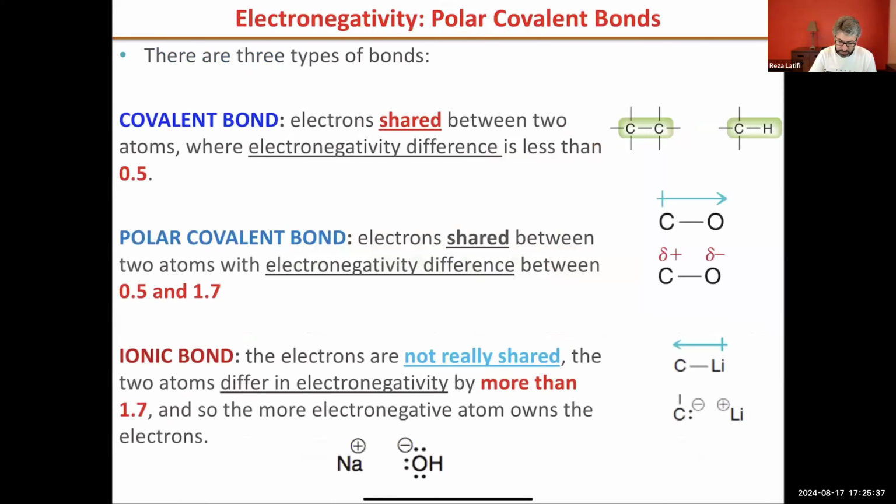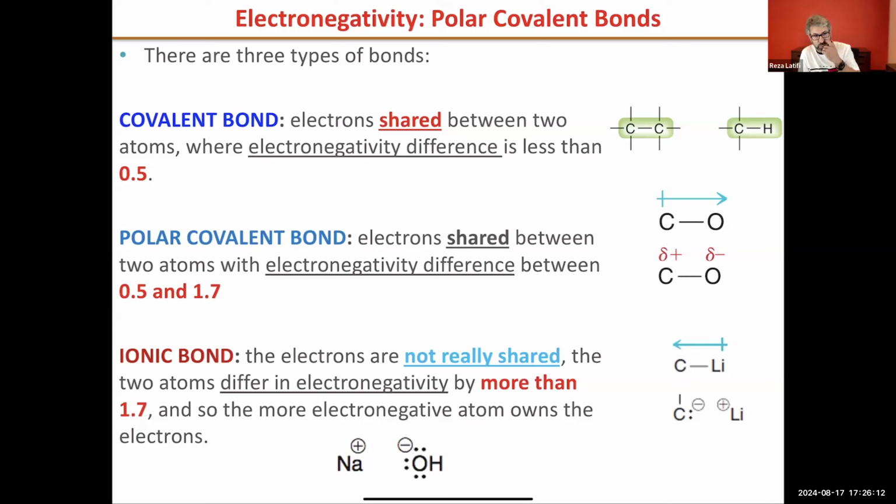Now, we said if the difference in electronegativity between two elements is less than 0.5, we call it non-polar, because it's going to be so hard to sense it. Yes, you have a polar bond, but it's not significant. You don't feel it really. When do I start to feel that polarity? When the gap between the electronegativities is 0.5 or higher.